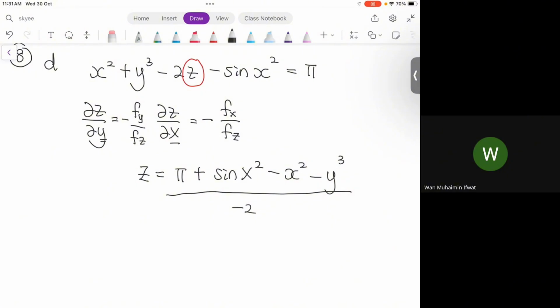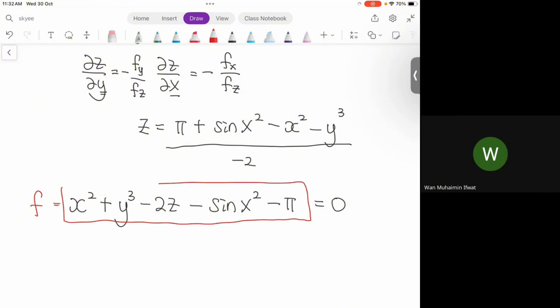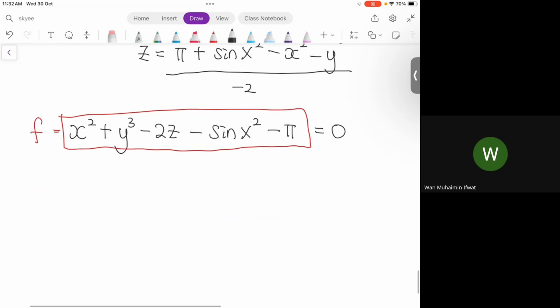So we will try to find it. The first thing you might be asking: what is the f? To find the f, first of all, you have to move whatever is at the right side to the left, meaning that it will be x squared plus y cubed minus 2z minus sine x squared minus pi equals 0. So the right hand side has now become 0, and your f will be this. Now you have to perform fx, fy, and also fz.